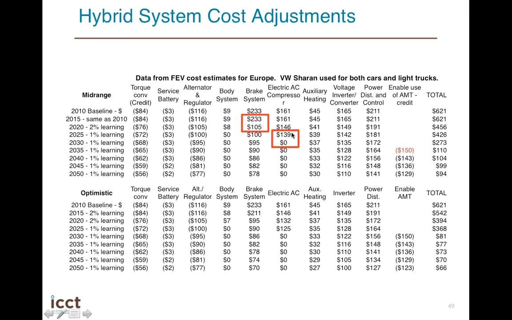Electric air conditioning compressor: the assumption was that as hybrids come to high volume, the air conditioning compressor would be driven off the electric motor, and you would eliminate the need for a separate compressor. And then finally, there can be some improvements in the long run by integrating the electric motor inside the transmission, reducing the cost of the transmission as well.